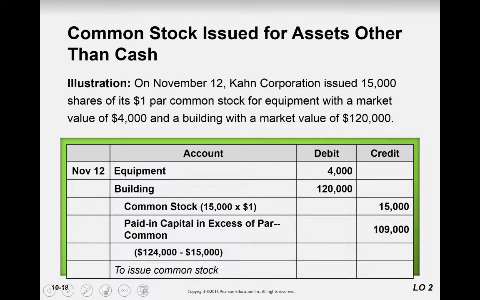Now, if stock is issued for assets, you're basically not including cash. So if we issued 15,000 shares of $1 par common stock for equipment that had a market value of 4,000 and a building with a market value of 120,000, you see that the market values go directly into our equipment and building. And then our common stock is the 15,000 times the 1. Then our additional paid-in capital is what makes our debits equal credits here. So make sure you note that you will record the equipment and the building at market value.